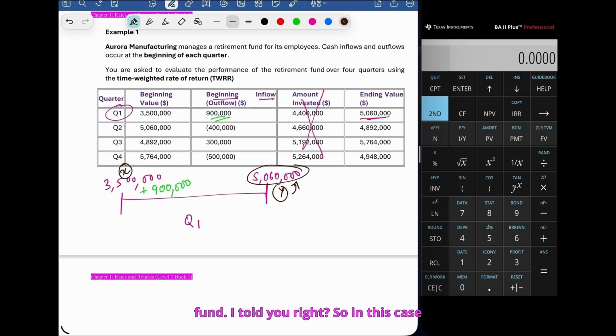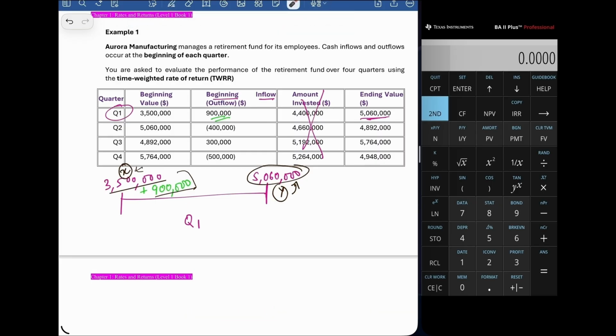I told you, right? So in this case, X will be the beginning amount, and you added this much. So the X value will be a combination of both, right? Because you want to calculate the holding period return for that particular time period, right after the addition or withdrawal of the fund, okay?